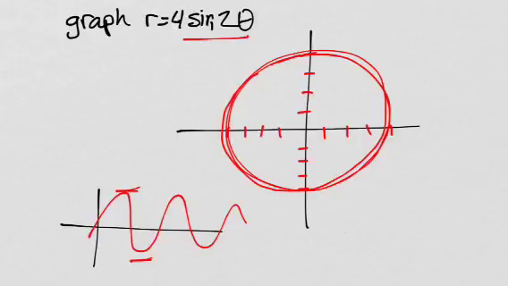Now let's try to get specific. So first of all, what's the sine of 0? We'll graph in blue. Well, the sine of 0 is 0. So when we're going kind of in this direction, the radius is going to be 0.